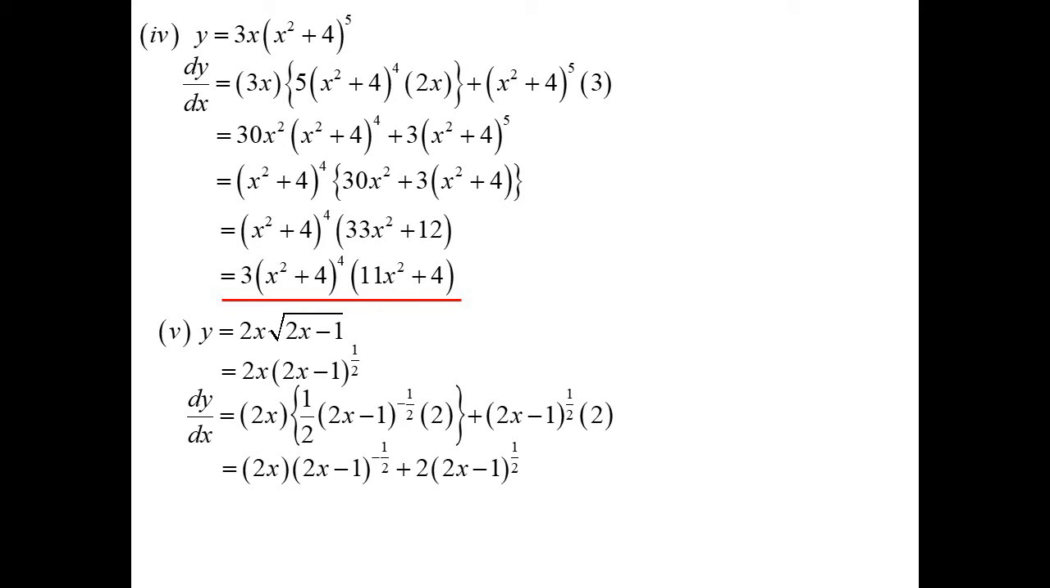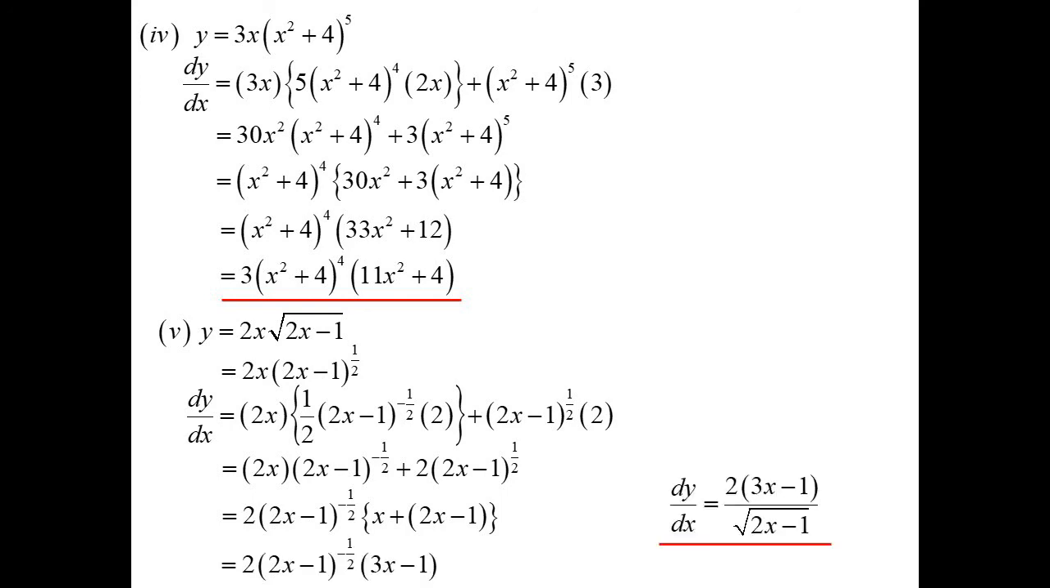Okay, common factors. 2 is a common factor. 2x minus 1, it doesn't matter that one's a negative index. The rule always is pull out the lowest one. So we will pull out 2x minus 1 to the power of negative a half. And that will leave me with x plus 2x minus 1. There's our mere mortal answer. Super mathematicians, there we go: 2, 3x minus 1 all over the square root of 2x minus 1.